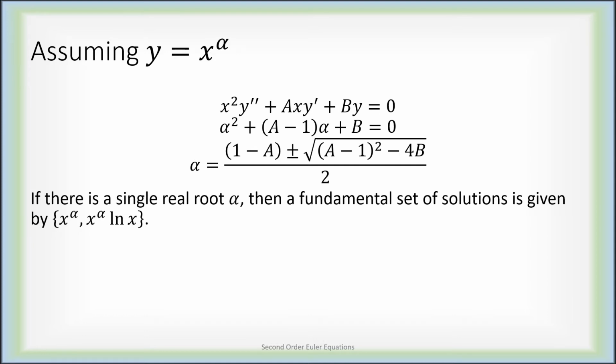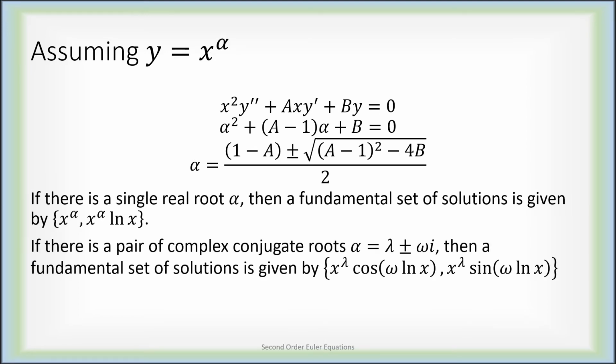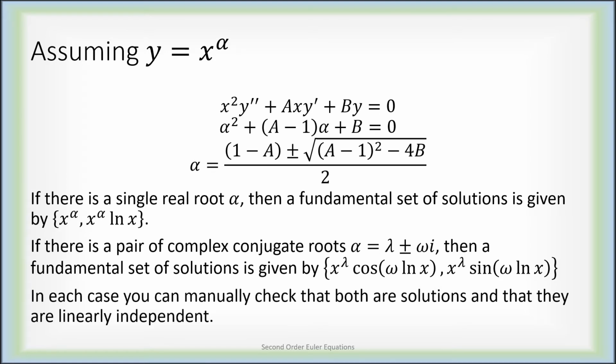Well, in this case, a fundamental set of solutions is given by x to the alpha and x to the alpha times the natural log of x. What if there's a pair of complex conjugate roots, alpha equals lambda plus or minus omega i? Well, then a fundamental set of solutions is given by x to the lambda times the cosine of omega log x and x to the lambda times the sine of omega log x. Now, in each of these possible cases, you can take this proposed fundamental set of solutions and manually check that they do solve the differential equation and that they are linearly independent.